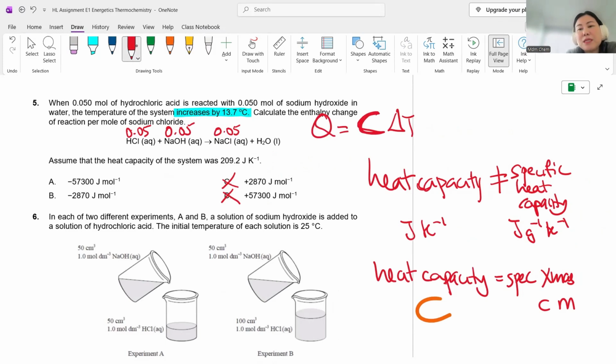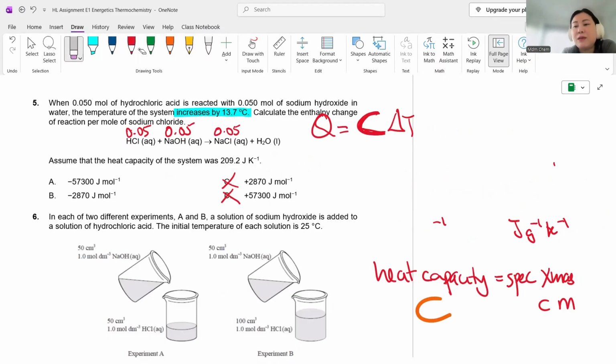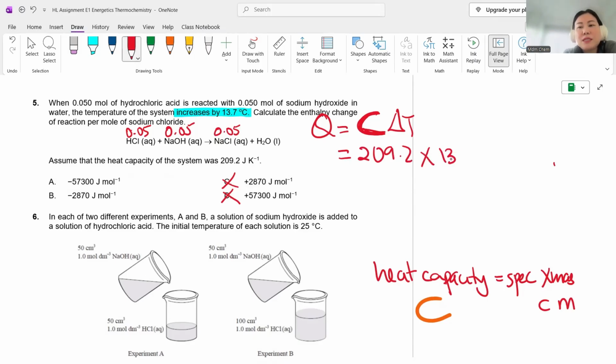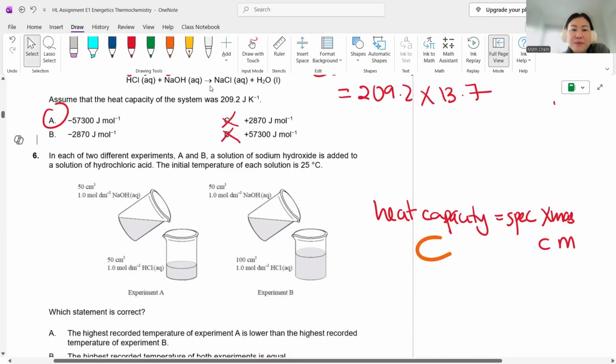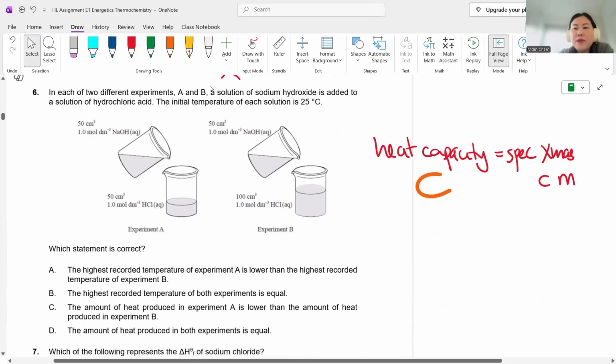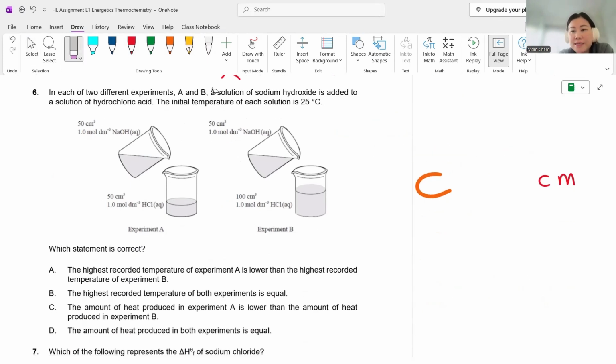This is a capital C, the heat capacity C, not the specific heat capacity c. So this heat capacity is 209.2. Delta T is 13.7. So with that, you work out what will be the best answer for C delta T. It will be A. Okay, that's for question 5. Now we are moving on to question 6.